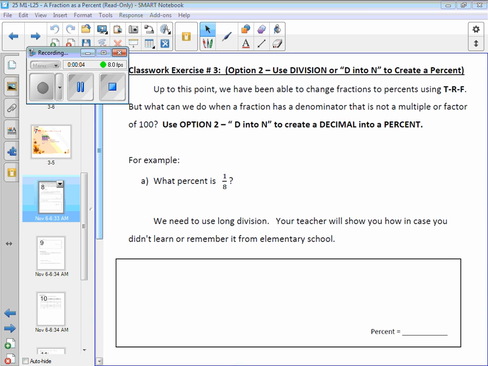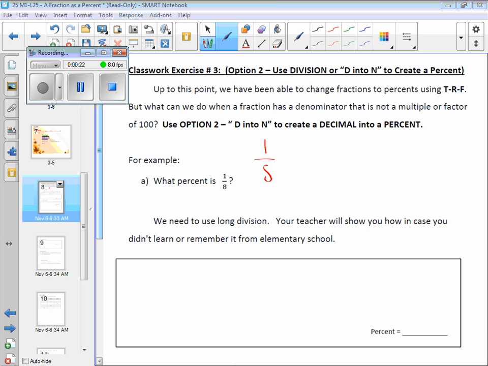All right, so what we have to do on page 7 is we have to take this fraction 1/8 or this ratio of 1 to 8 and we have to change it into a percent. I'm going to show you the long way to do it, and then there's an easier way to do it.